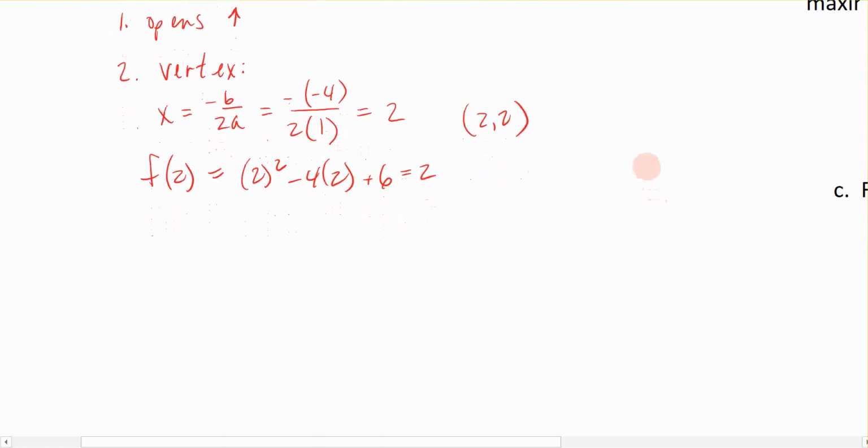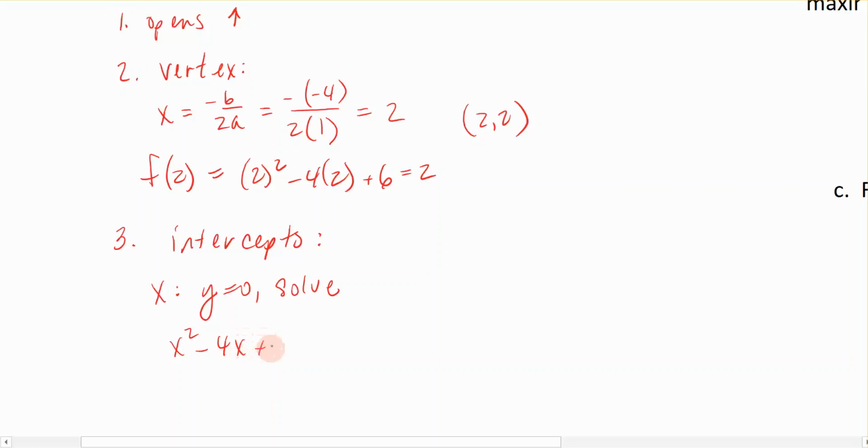The next thing that we were supposed to find are the intercepts, the x and y intercepts. So, intercepts, let's get that on there. We want to start with either one. I'm going to just start with the x-intercepts. Remember that when we find the x-intercept, we take the function, we set it equal to 0, and we solve. My function was x squared minus 4x plus 6 equals 0.